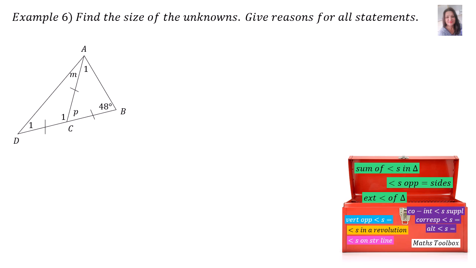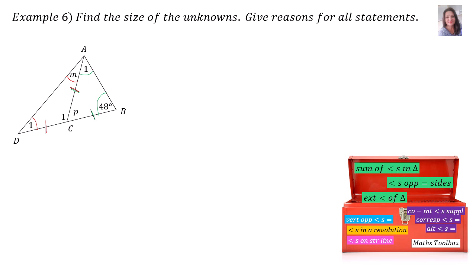Example 6. Find the size of the unknowns. Give reasons for all statements. Let's go to the sketch. Can you see that DC is equal to AC? That implies we are dealing with an isosceles triangle, so this angle will be equal to that angle. Furthermore, we can also see that CB is equal to AC, and that means that this angle at B is equal to A1. It's also an isosceles triangle.